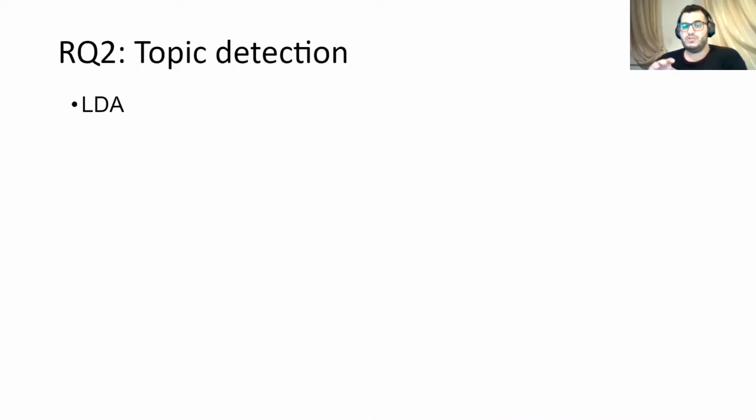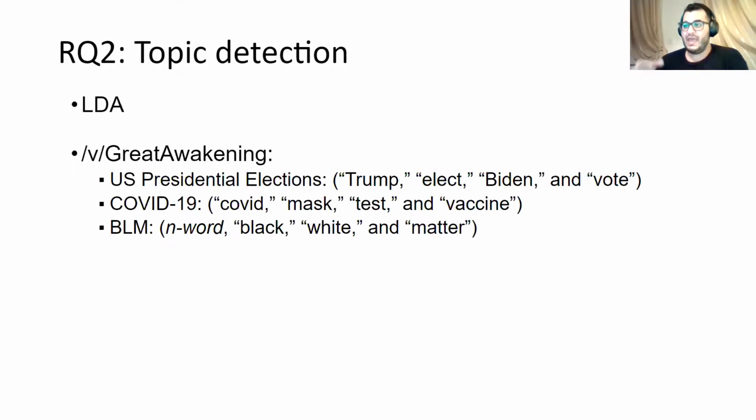Now we move on to answer our research question 2, which is which words and topics are most prevalent for and best describe the QAnon movement on Voat. For this, we use LDA again, and we find out that in Great Awakening, the discussions tend to be mostly about US presidential elections based on keywords like Trump, elect, Biden, and vote. We find these keywords across numerous topics.